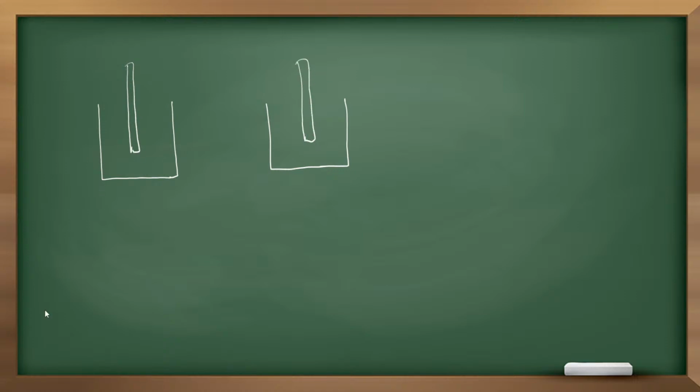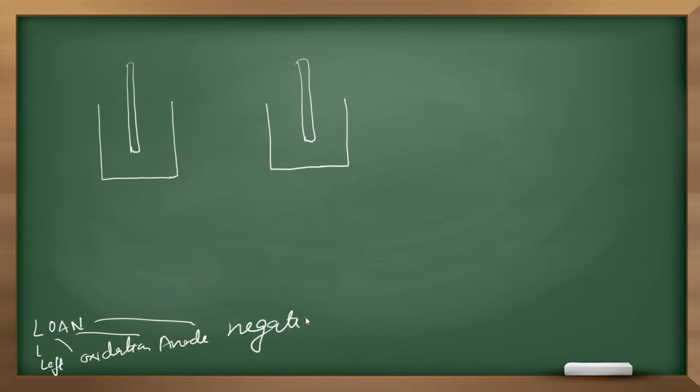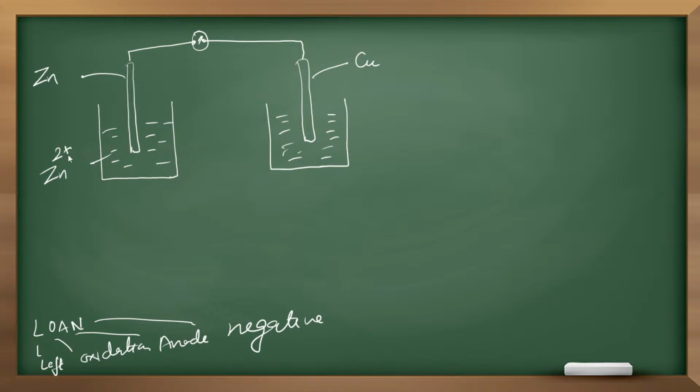when a cell is set up, only then can we determine the potential difference. On the left side is oxidation, anode, and negative. When they are connected to each other by attaching a voltmeter, like zinc and copper, the zinc rod is immersed in zinc sulfate or any zinc salt, and copper is immersed in copper sulfate solution, and a salt bridge is attached to maintain electrical neutrality and the electrical connection of the half cells internally.